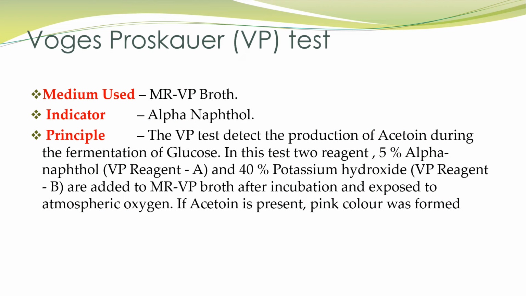The next one is the Voges-Proskauer test, that is the VP test. The medium used for the VP test is MR-VP broth, the same as the methyl red test, and the indicator is alpha naphthol. The main principle of the VP test is whether the particular bacteria produces acetoin when glucose is fermented. Here, two reagents are used: VP reagent A and VP reagent B. VP reagent A consists of 5% alpha naphthol and VP reagent B consists of 40% potassium hydroxide. These two reagents are added after incubation and produce a pink color.